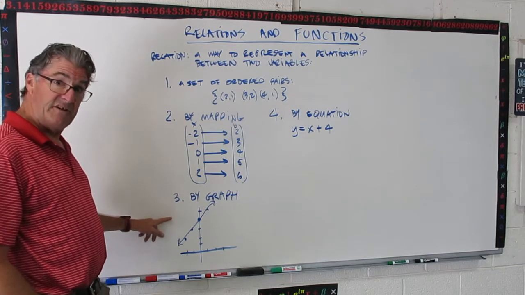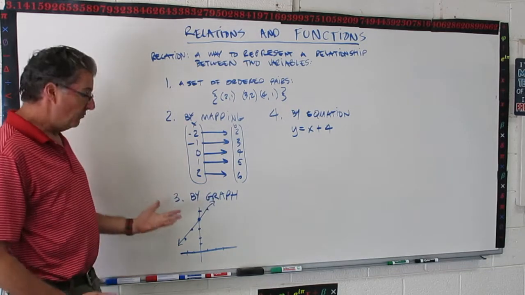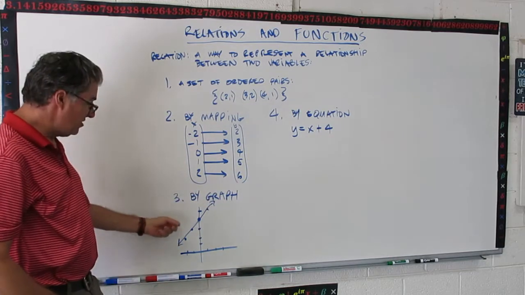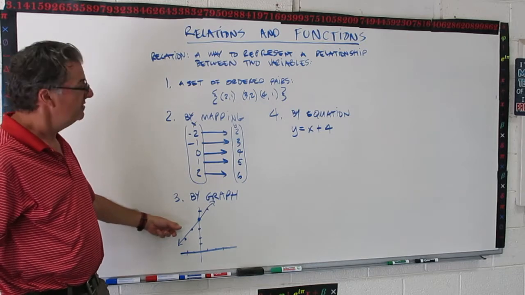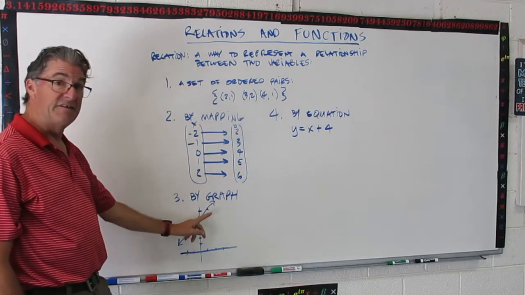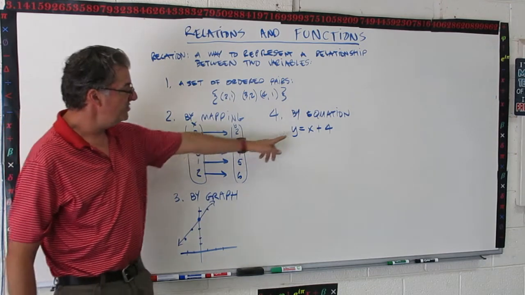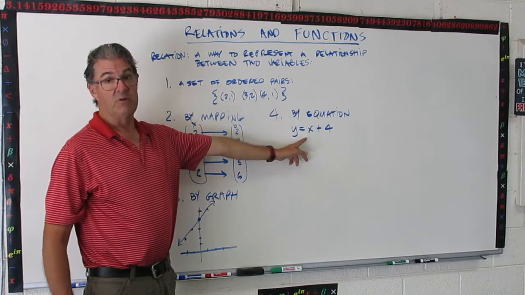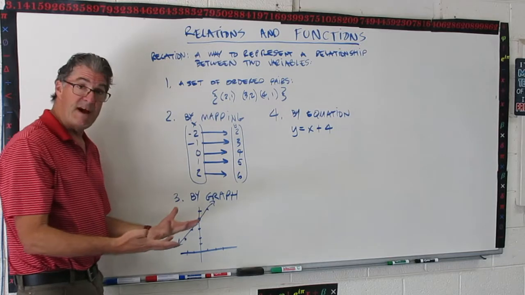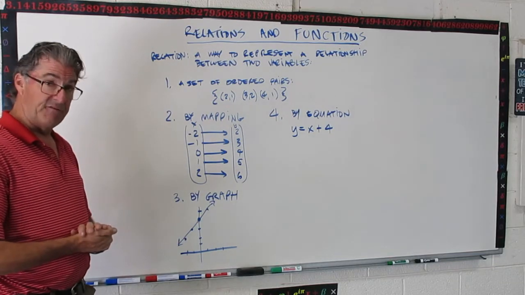By a graph. The graph is just taking this mapping and putting it on the graph, and we have a linear equation here, so we've got a straight line. So that's another way to represent a relation. Finally, by showing an equation. This relation shown in this line and in this map can also be shown by this equation, y equals x plus 4. So number 2, 3, and 4, these 3 methods show the same relation 3 different ways.